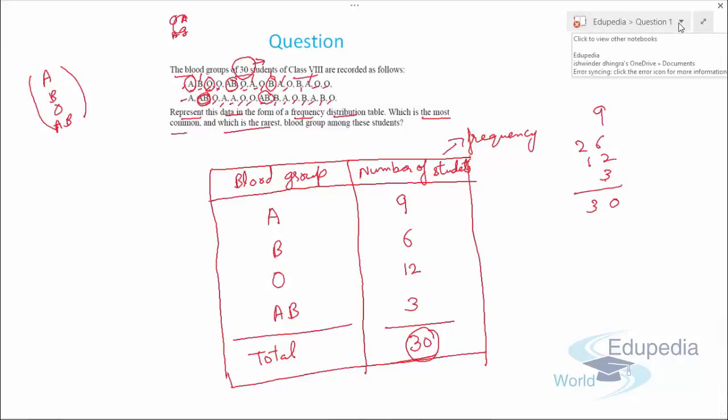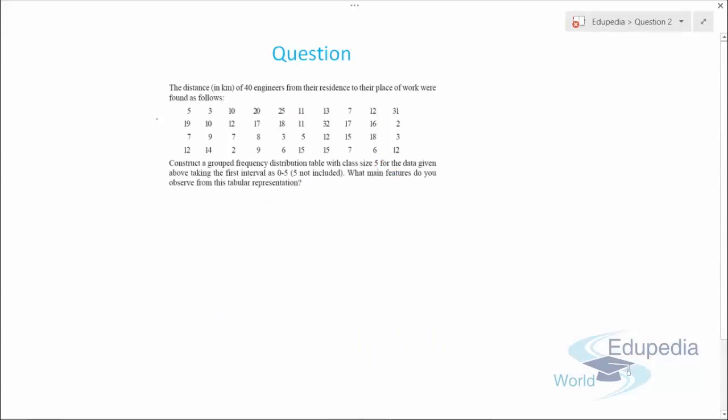So let's move on to the next question, which is question number 2. The question says that the distances in kilometers of 40 engineers from their residence to their place of work were found as follows. So this is the distance every engineer travels from residence to place of work, and these are the individual distances, let's say 5, 3, 10. These are the individual distances traveled by each of the engineers from their house to work. Now what we need to do is construct a grouped frequency table with class size 5.